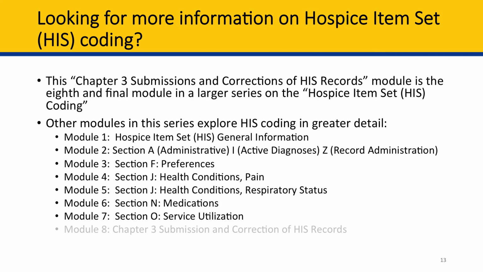This concludes the module Chapter 3, Submission and Correction of HIS Records. This module presented information on the process for correcting and inactivating HIS records, as well as guidance on ensuring accuracy of HIS data prior to submission to QIES ASAP. This is the last of 8 modules in the series Hospice Item Set Coding. The other modules in this training series are listed here, and we encourage you to view these training modules as well to understand more about HIS coding and learn how it may help you in your hospice.